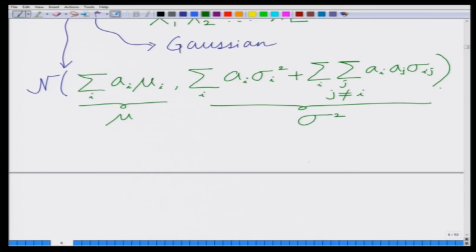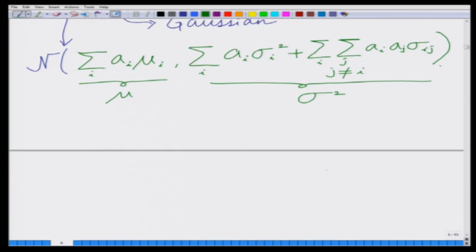using the weighting coefficients a1, a2 up to aL. Let us now consider a special case of this linear combination.